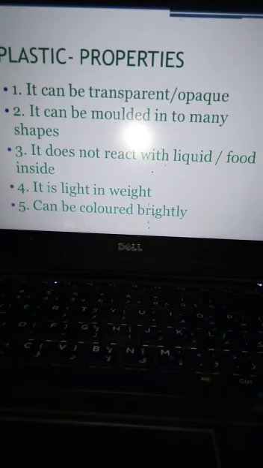Plastic. What are the properties of plastic? It can be transparent or opaque. It can be molded into many shapes. Does not react with liquid or food inside. It's waterproof. It is light in weight. It can be colored brightly.